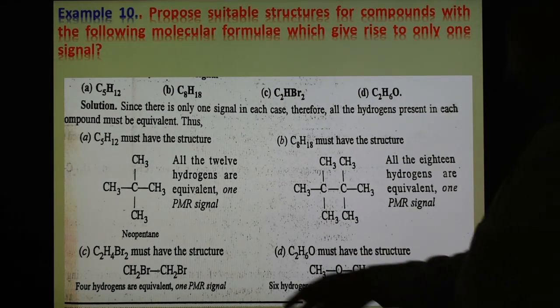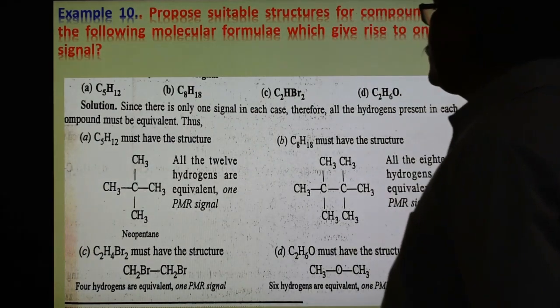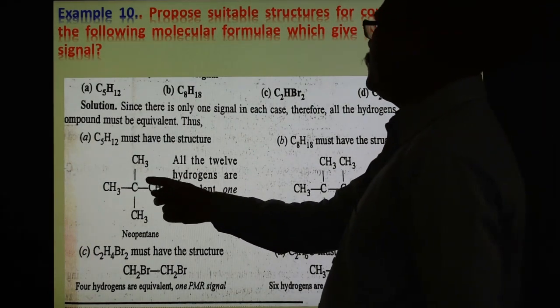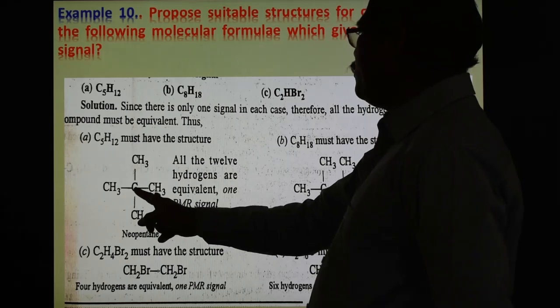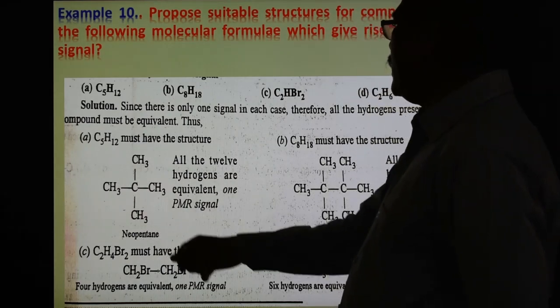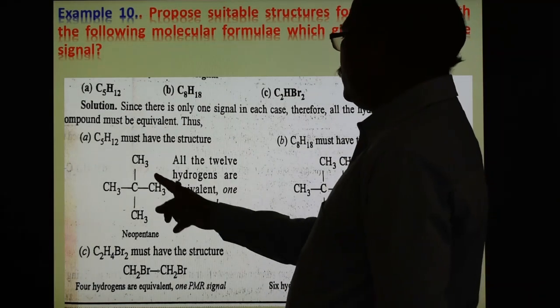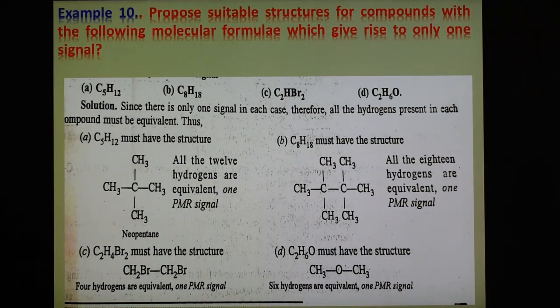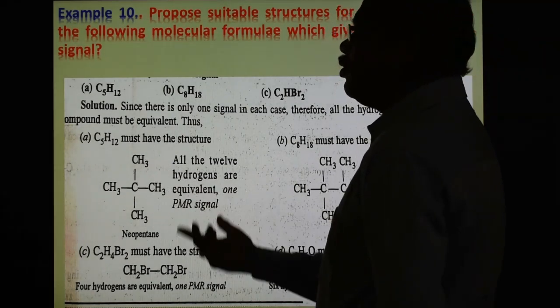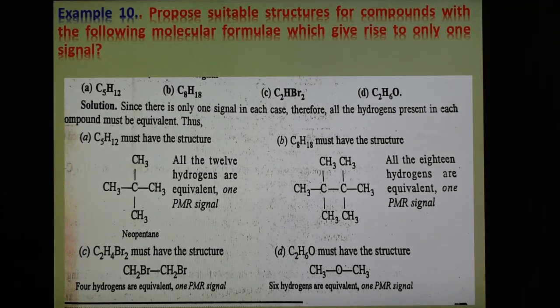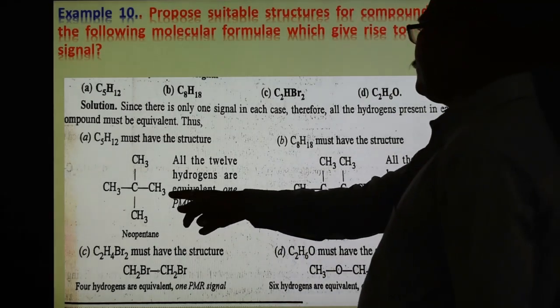So the first compound is C5H12, and this is the structure for this C5. The carbons are 5: 1, 2, 3, 4, 5, and this is neopentane. Hydrogens are 12: 3, 3, 3, so 12 hydrogens are there. This compound gives only a singlet because there is no proton on the adjacent carbon, so no spin splitting. So the first compound is neopentane, and the structure is shown here.